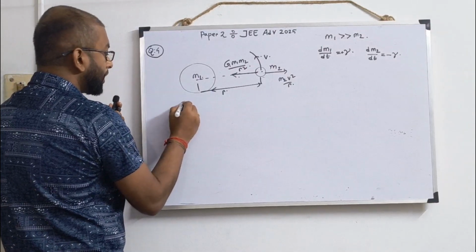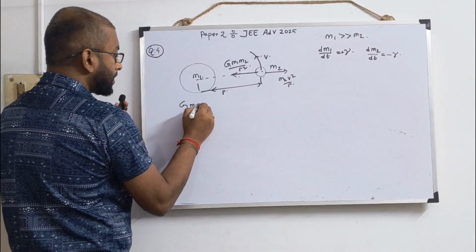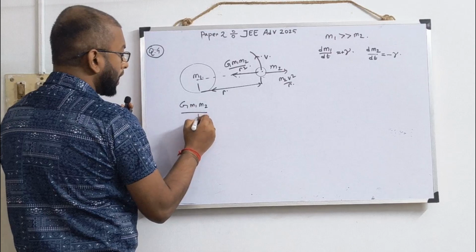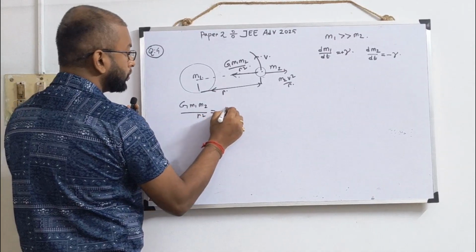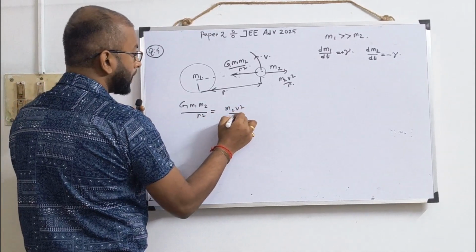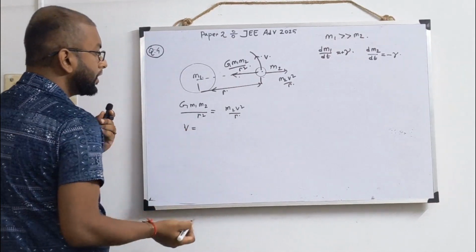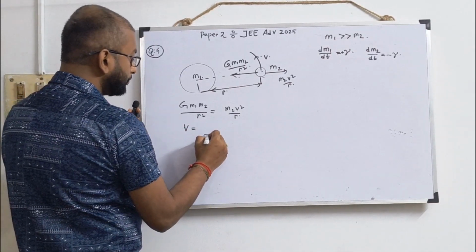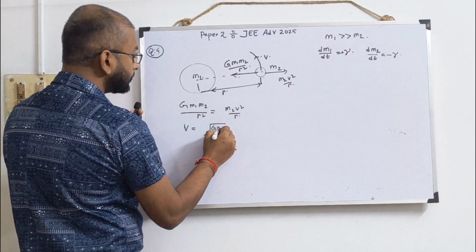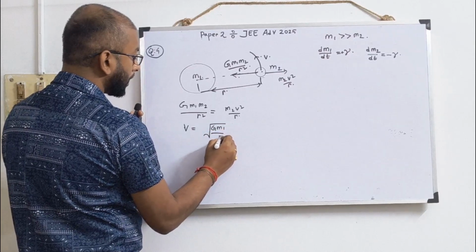Now for that instantaneous equilibrium, I can write that G m1 m2 by r square will be equal to m2 v square by r. Then I'll get the value of the speed, that is v equals root over of G m1 by r.